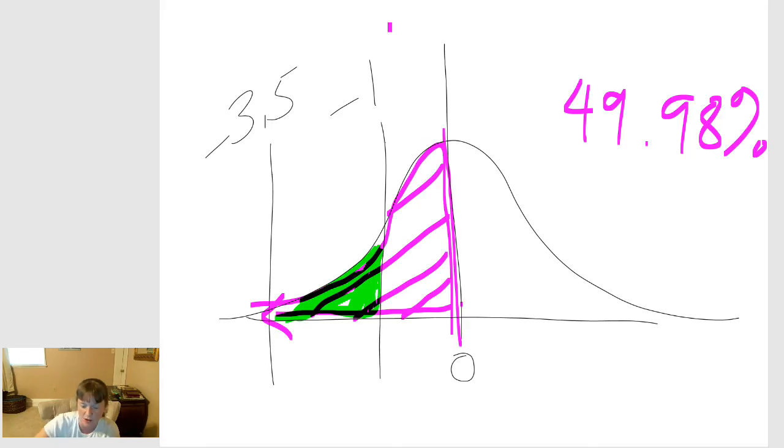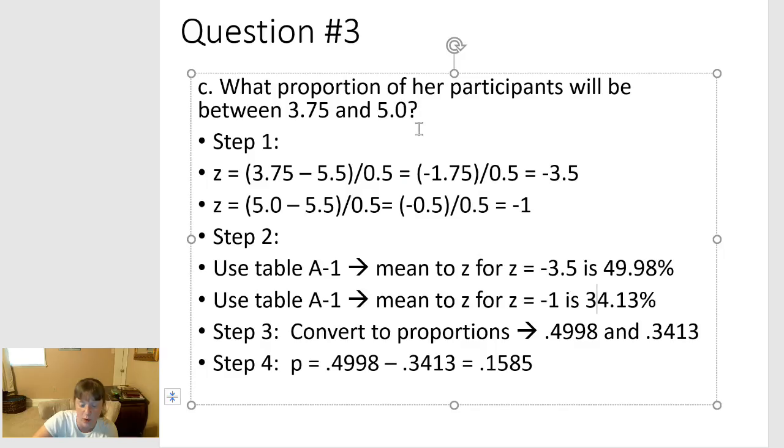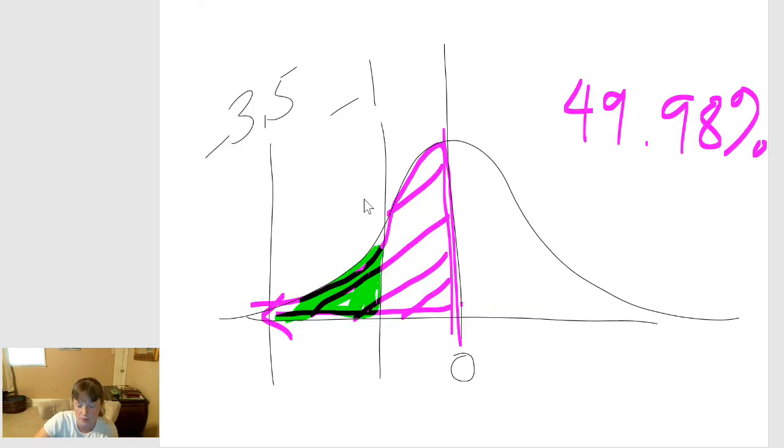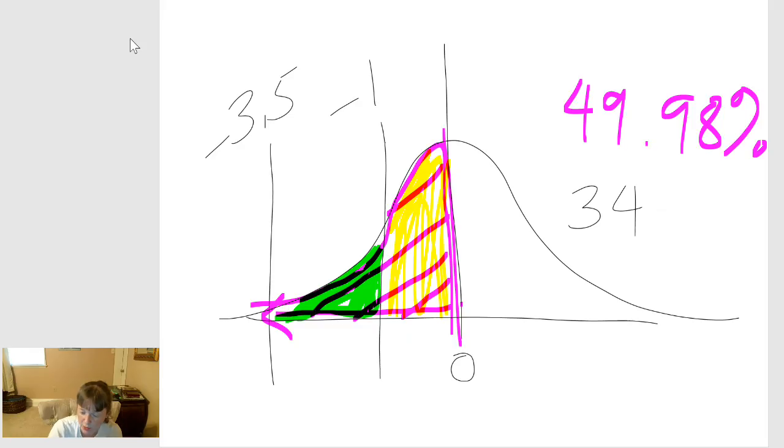So then I go back to my graph and I go, okay. The z-table also tells me that from the average of 0 to the z-score of -1 is going to be 34.13. So in just the area I'm highlighting in yellow, that's going to be 34.13%.